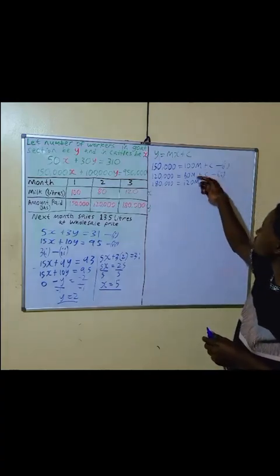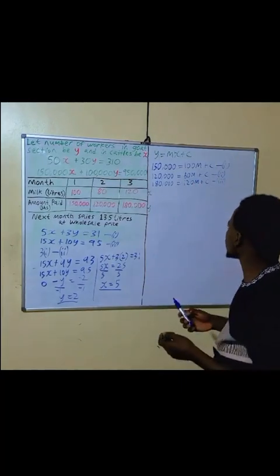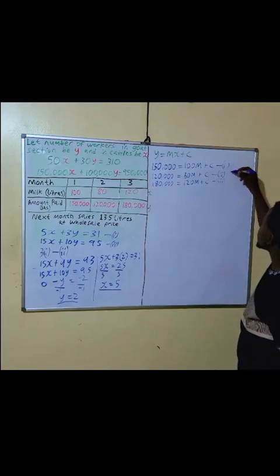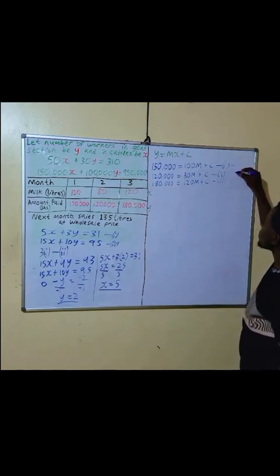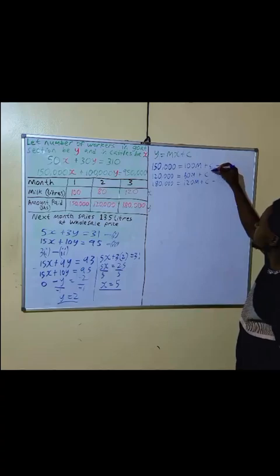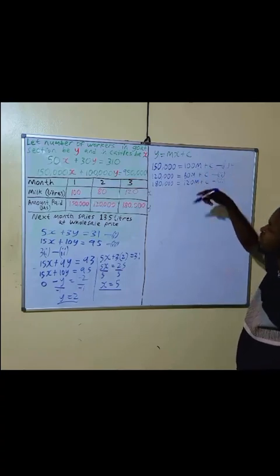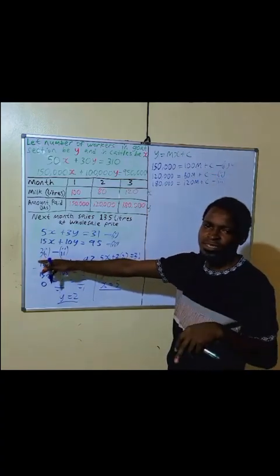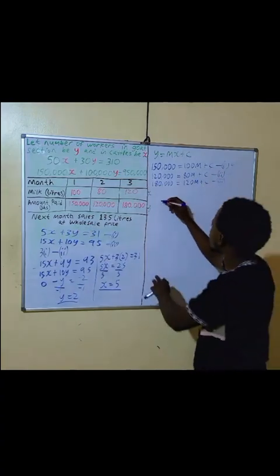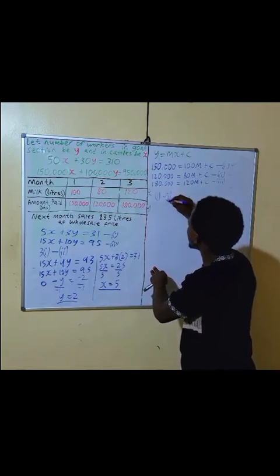So I'm going to employ equation 1 and equation 2. You can employ one of the equations that you feel is good for you. So I'm going to use the first two to solve for the value of m and the value of c. Since the coefficient of c here is 1, and even here the coefficient is 1, there is no need of multiplying by any constant as we did before. So here I'm just going to subtract equation 1 minus equation 2.